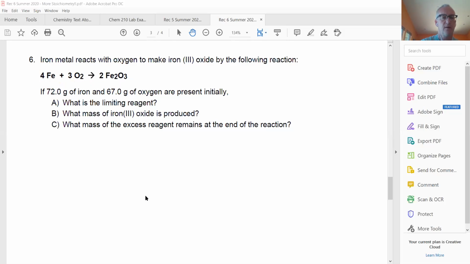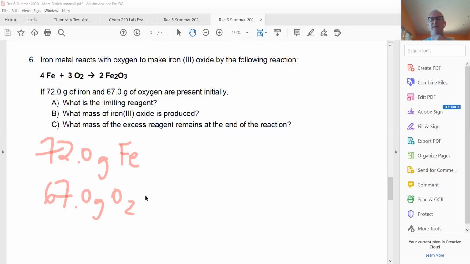So what do we know? We have 72.0 grams of iron, and we have 67.0 grams of oxygen. How do we determine which one's the limiting reagent? The one who has a less amount of moles. Nope. That is a typical, that is a common error.